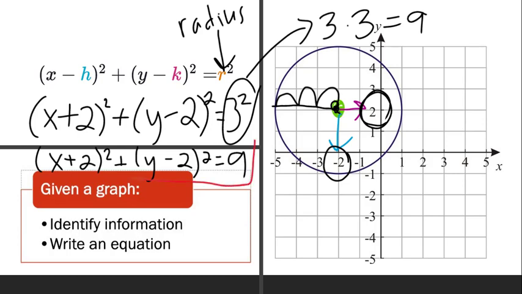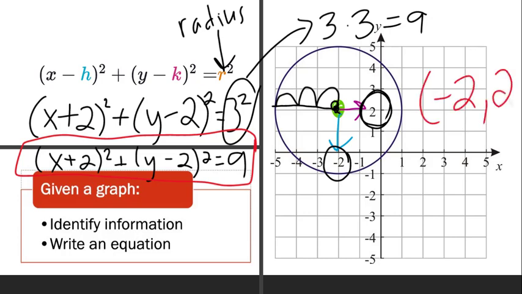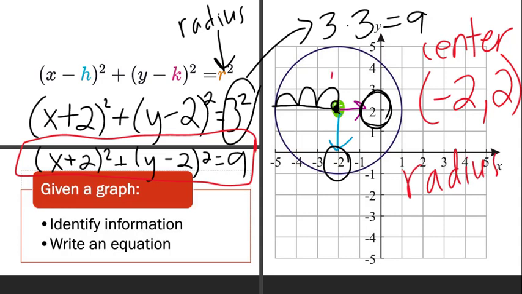And then this is my equation. Or if the question says, what is the center? The center is -2, 2. That's the center. And the radius, what is the radius? We found out the radius is 1, 2, 3.